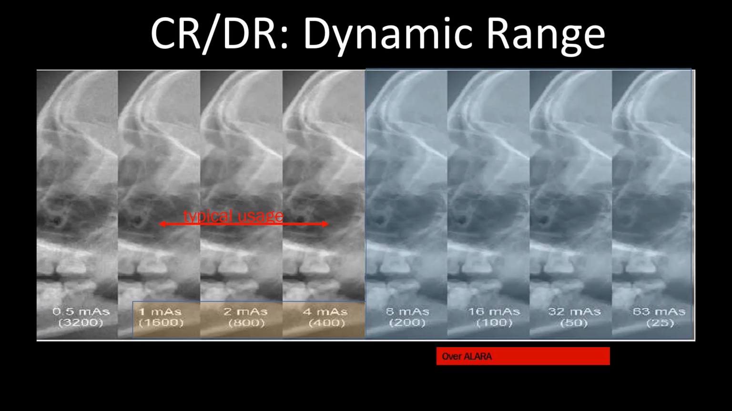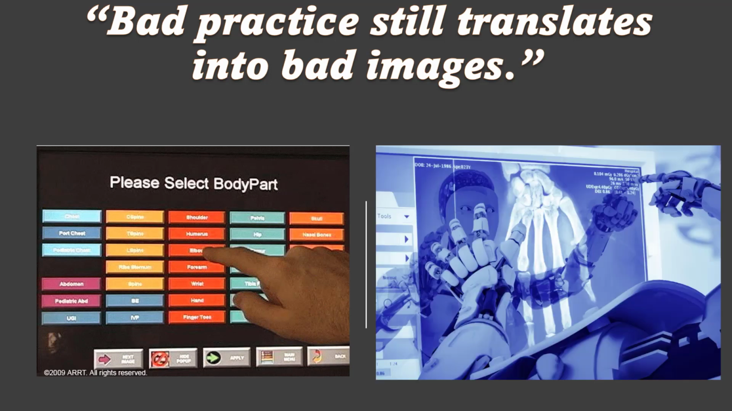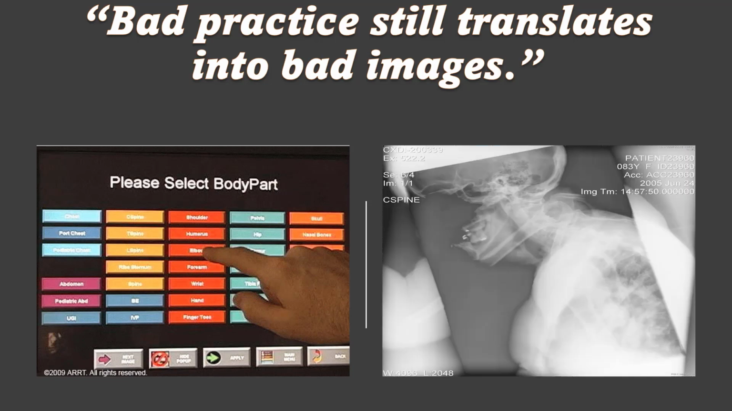Because of the large dynamic range in digital, it's very difficult to see if there is an overexposure or an underexposure. What we do find is that in underexposures, we get sort of a grainy look, and in overexposures, you lose detail. Digital imaging gives you a much wider dynamic range for exposure, but you have to understand that bad practice still translates into bad images. You need to have the correct exposure factors to begin with, and not rely on the computer to correct your exposure errors.